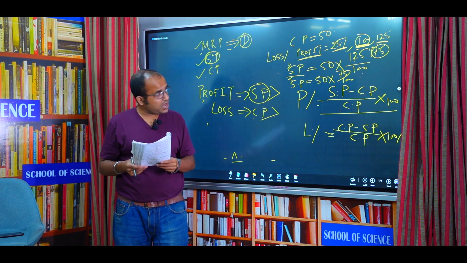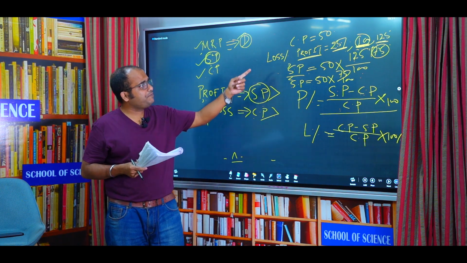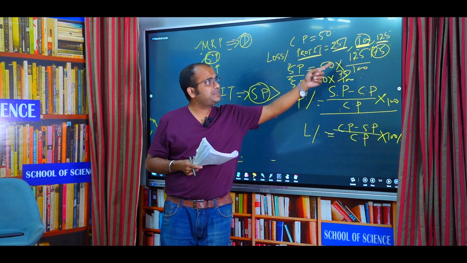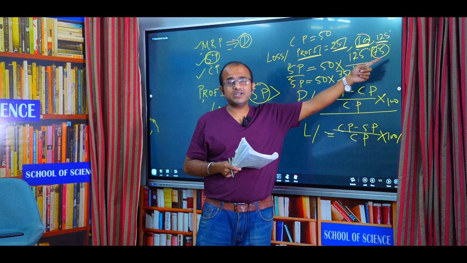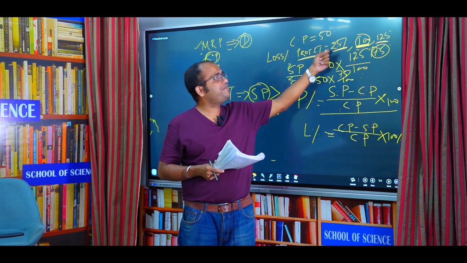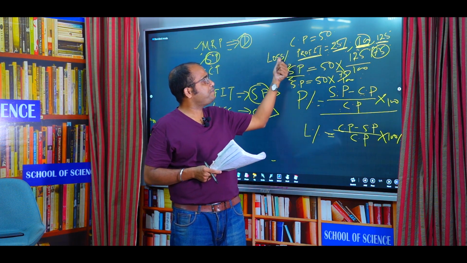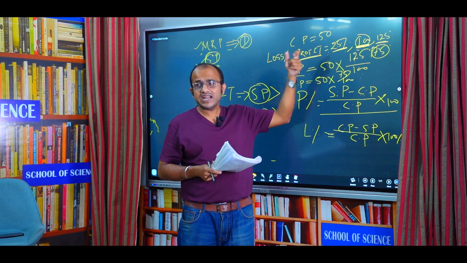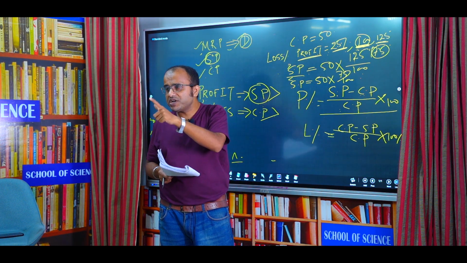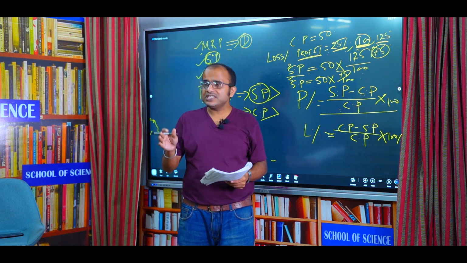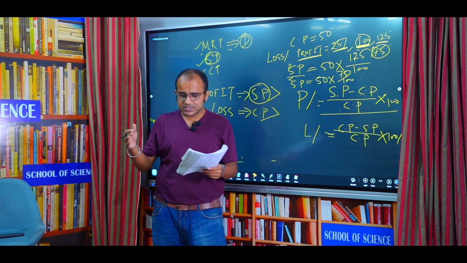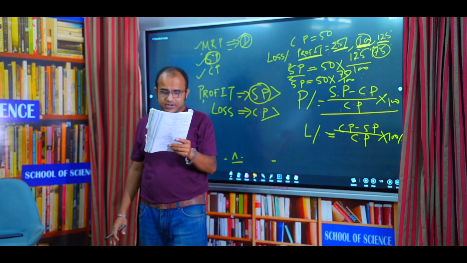This concept was also discussed: if 25% profit is given, then one term is 100 and another term is 125, and if 35% profit is given, 100 and 135, like that. If a loss of 45% is given, then one term is 100 and another term is 100 minus 45, that is 55, like that. The concept is the same, just the values will be different.